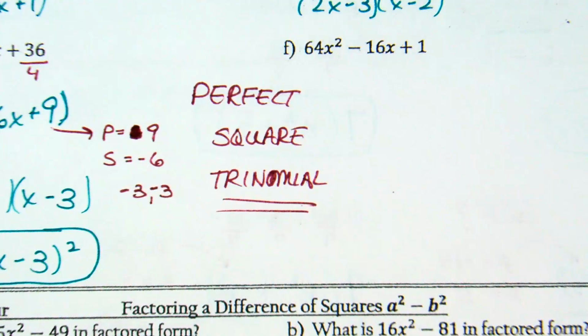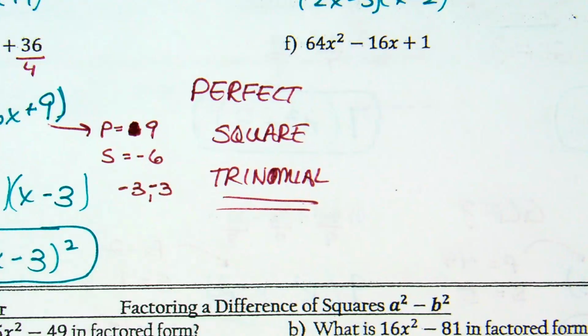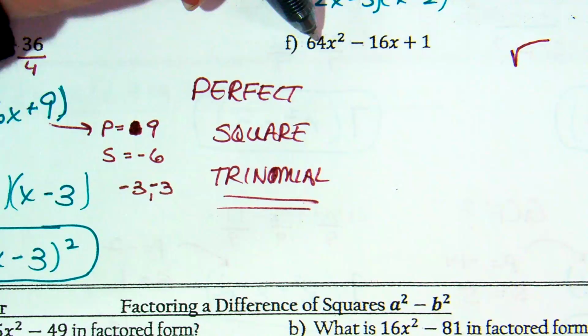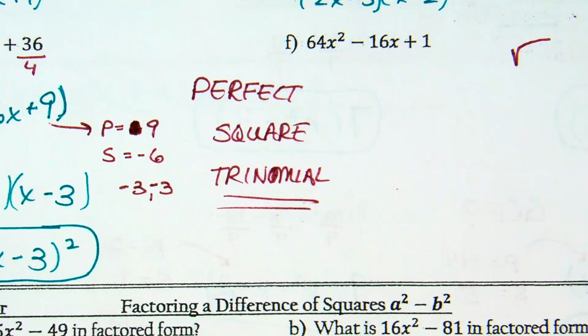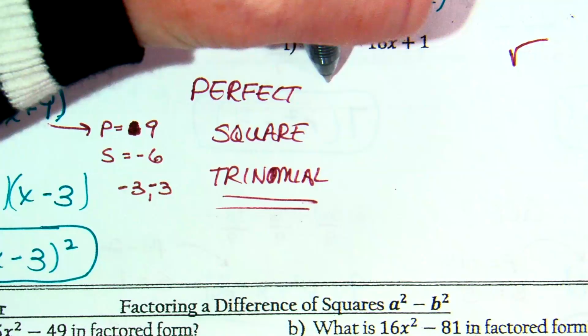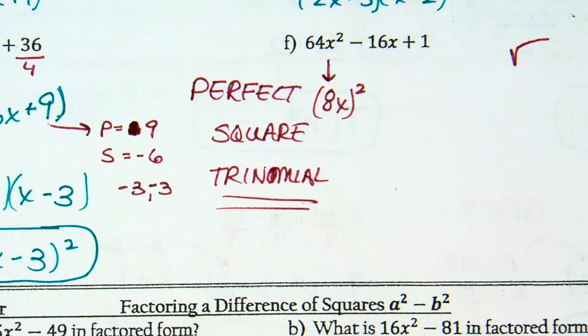What do you guys notice about 64x squared? 64 is a perfect square. Do you guys know what I mean when I say perfect square? A number I can take the square root of, right? So 64, what is the square root of 64x squared? 8x, yes? So what I want you thinking here is that 64x squared is 8x squared, right? Because the square root is 8x.